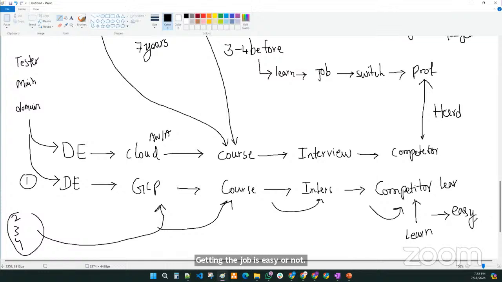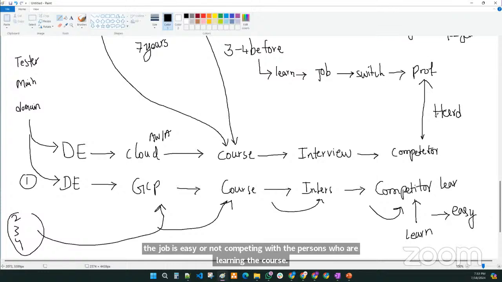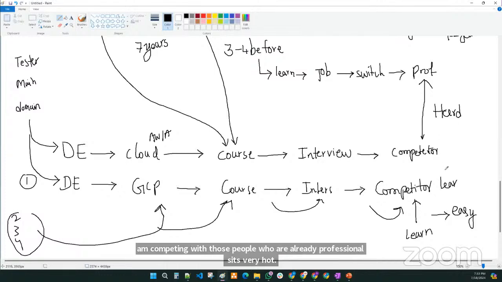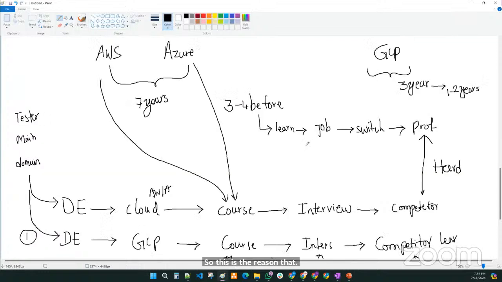Competing with the persons who are learning the course and with those who are already professionals is very hard. This is the mistake most people make. They think AWS and Azure are in the market, that AWS is a Mercedes and Azure is a BMW, so they go and buy the car, but only 1 to 5% of the population will buy those cars, and they can afford it.